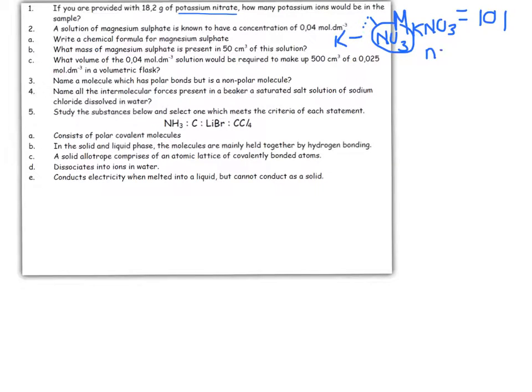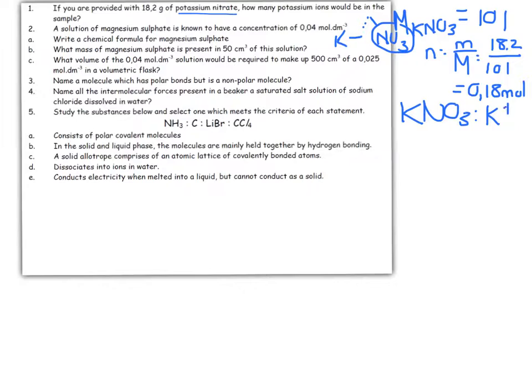Number of moles is equal to mass over molar mass, 18,2 divided by 101, and we land up with 0,18 moles. Now, for every 1 potassium nitrate, I would have how many potassium ions? It turns out in this case it's a 1-to-1 ratio.